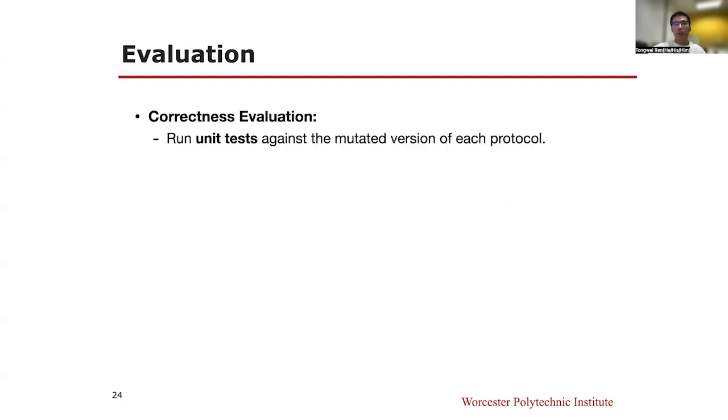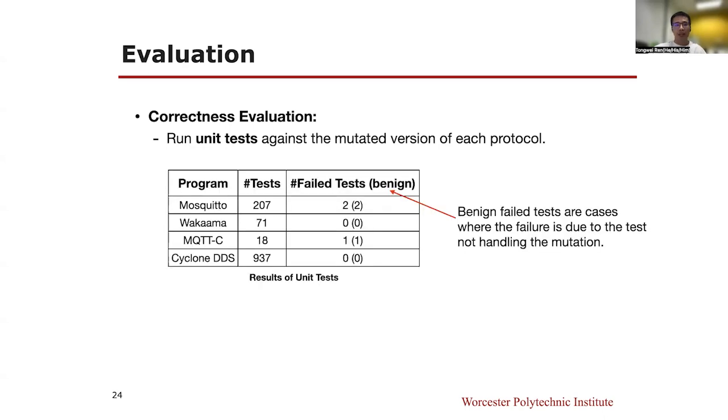To evaluate the mutation, we first did correctness evaluation. We run unit tests against the mutated version of each protocol. The results are shown in the below table. There are some failed tests. We manually went through each of them and ruled out these failed tests as benign, as they are our expected behaviors. Our mutation strategy is specifically designed to trigger failures like this.